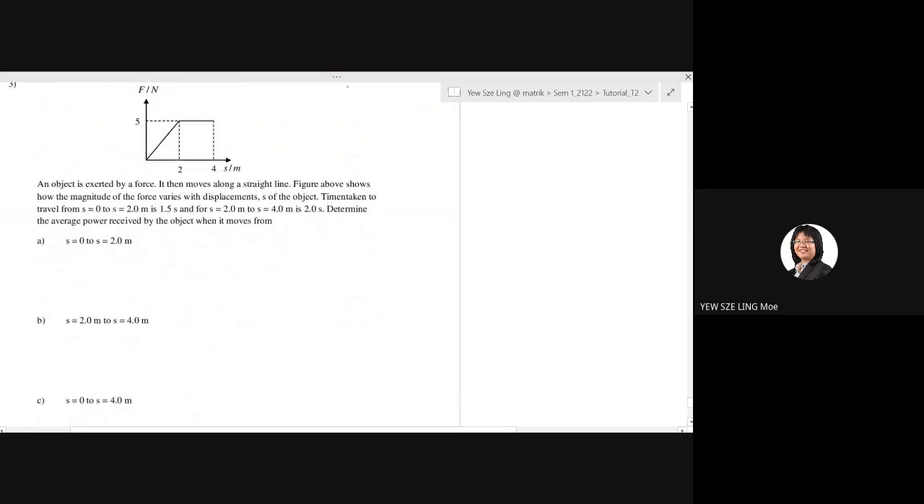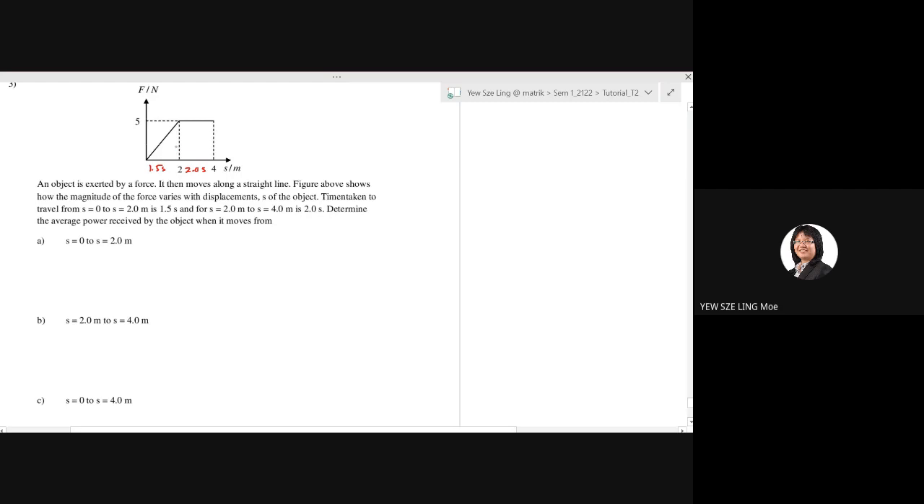Okay, question number 3. Now we go back to graph. An object is exerted by a force, then it moves along a straight line. The figure above shows how the magnitude of the force varies with displacement of the object. Time taken to travel from S equals 0 to S equals 2 is 1.5 seconds. So this part is 1.5 seconds, and then for 2 to 4 is 2 seconds. So determine the average power received by the object when it moved from S equals 0 until S equals 2 meter.